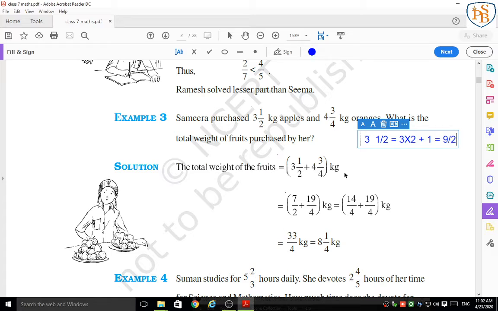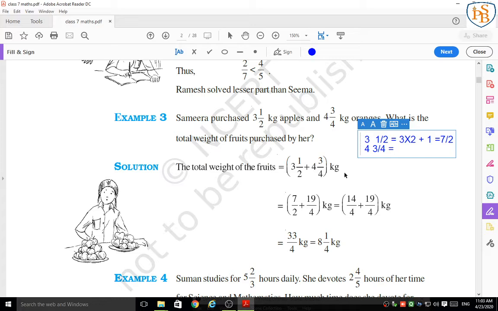So what will be the improper fraction of the given mixed fraction 3 and 1 upon 2? Sorry, I have to write here 7 upon 2. Get it? Now the next is 4 and 3 upon 4. So 4 and 3 upon 4. How can we write this? Okay, tell me. Yes, absolutely correct.